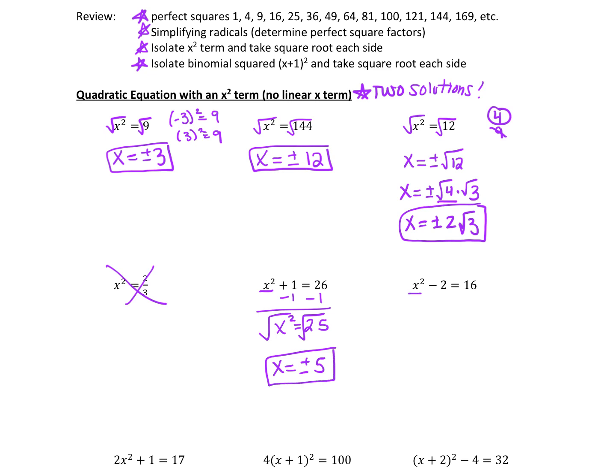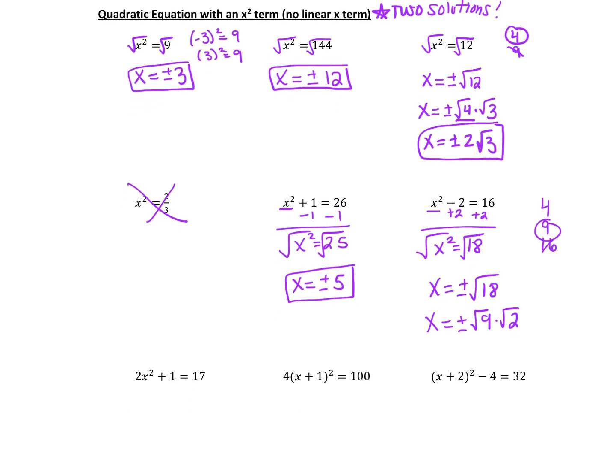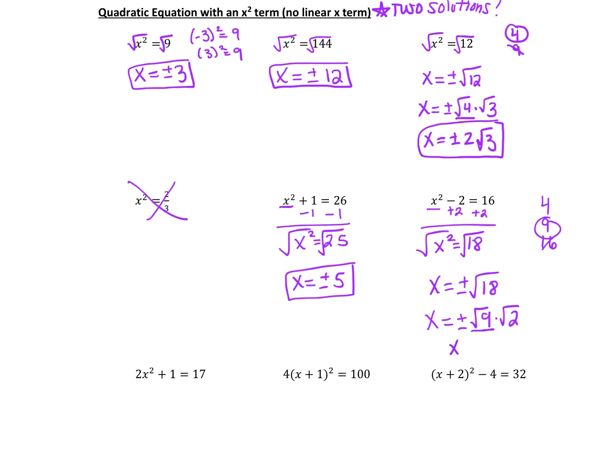To get x squared alone, I'm going to add 2. So x squared is going to equal 18. Square root both sides. All right, 18 does not square root, so I'm going to leave it as plus or minus the square root of 18. But then I need to think about what perfect square is going to go into 18, and the answer is 9. So x would equal plus or minus the square root of 9 times the square root of 2, because 9 times 2 would give me 18. The square root of 9 is going to turn into 3. So I'm going to have 3 plus or minus 3 square root 2.